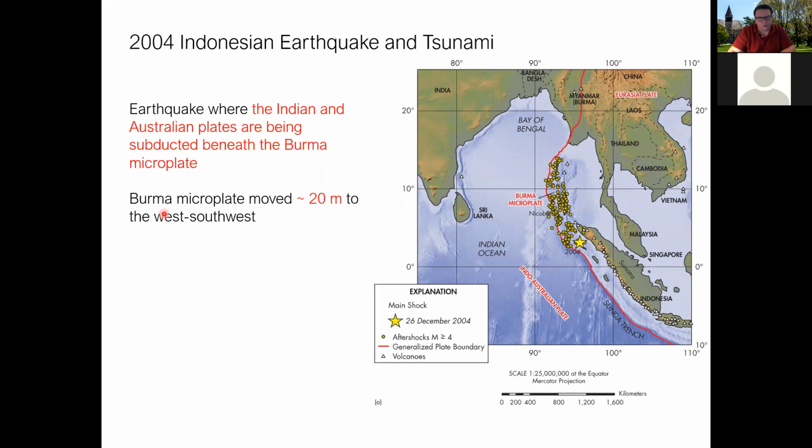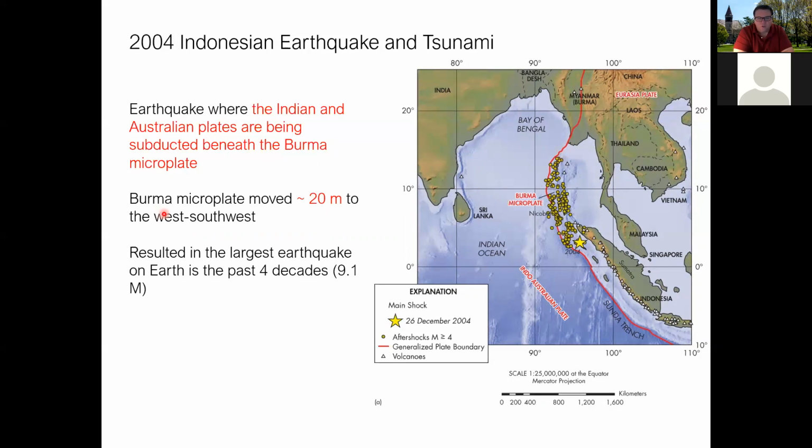Basically, in an instant, the Burma microplate moved 20 meters up and to the west and southwest. So that's 20 meters, which is 60 feet. It's not miles, but it's a really big displacement of rock. Imagine if your house moved 20 meters, that would be a pretty devastating event.